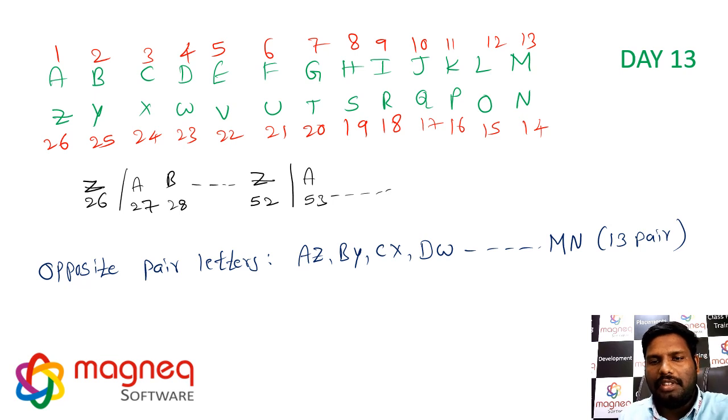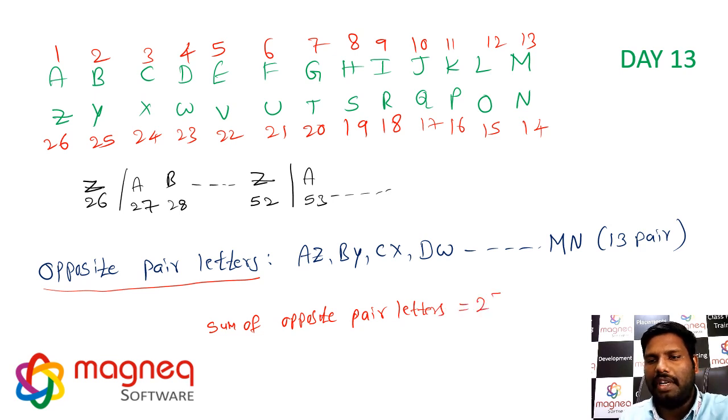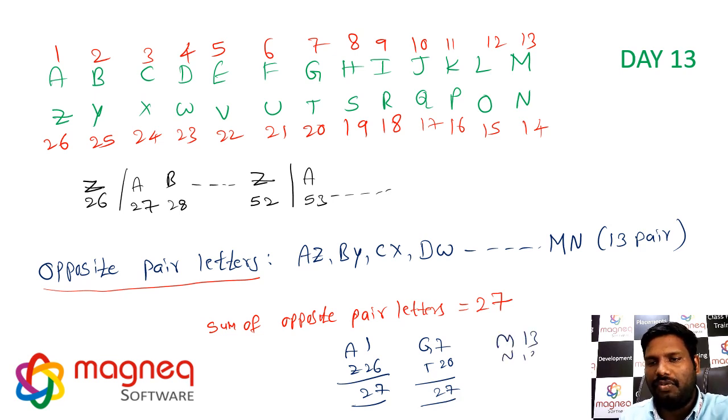And remember, sum of opposite pair letters will always equal 27. For example, A value 1, Z value 26, so sum 27. Next, G value 7, T value 20, sum 27. M, N 13 and 14, so total 27. Sum of opposite pair letters value is always equal to 27.